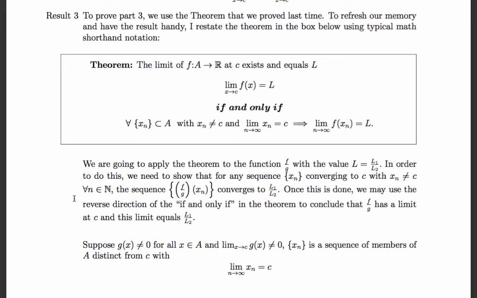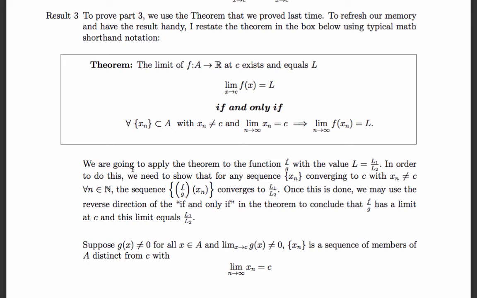Okay. So the limit of f, a function that maps A to R, at c exists and equals L if and only if for all sequences in the domain with no entry equal to c, and the limit of that sequence being c, it implies that the limit of f of xn is equal to L.